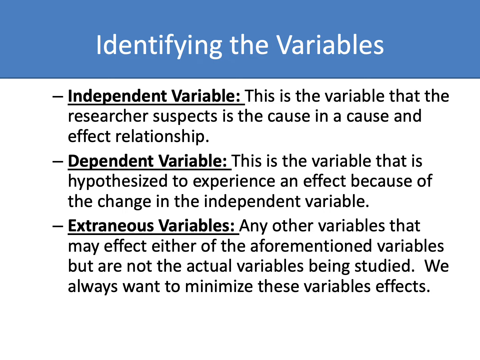When we're identifying the variables, again, we have three types of variables in this case. We have the independent variable. That's the variable that you're actually going to manipulate yourself as the person running the experiment. And it is what you hypothesize causes the change in the other variable, being the dependent variable. And that's the variable that would then be affected by the change in the independent variable.